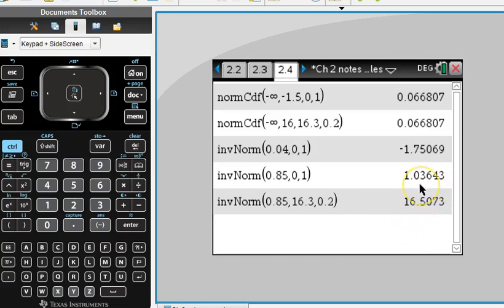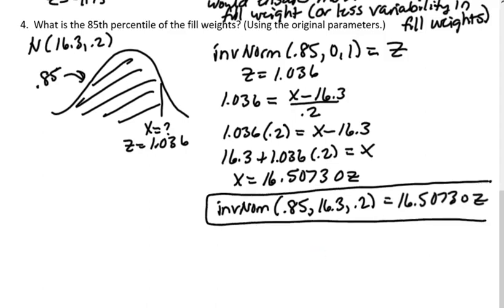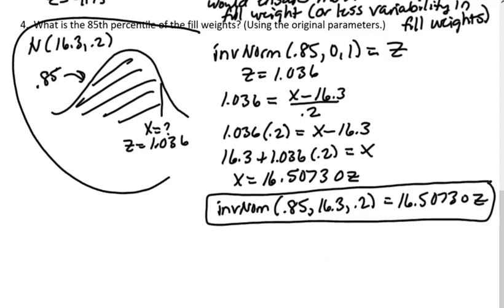I don't have to do the z-score first and then use the z-score formula to find x. I can go directly to x on the calculator. So this is where technology will save you some time. This gets me directly to 16.5073 ounces. So what would you need to show if you did the work this way? You would just need to show this work and do this on your calculator.